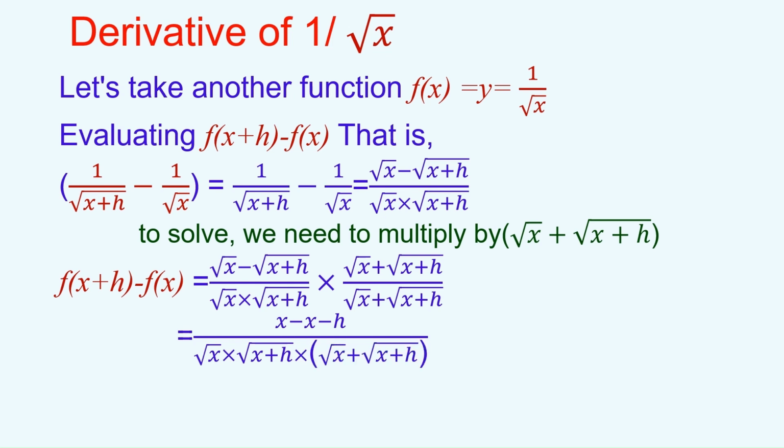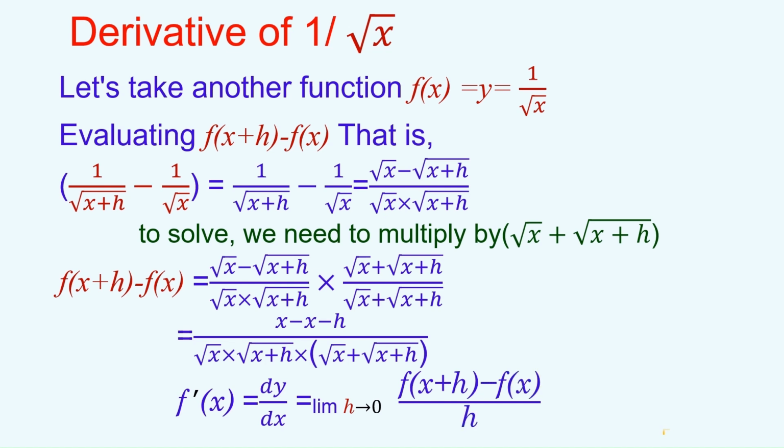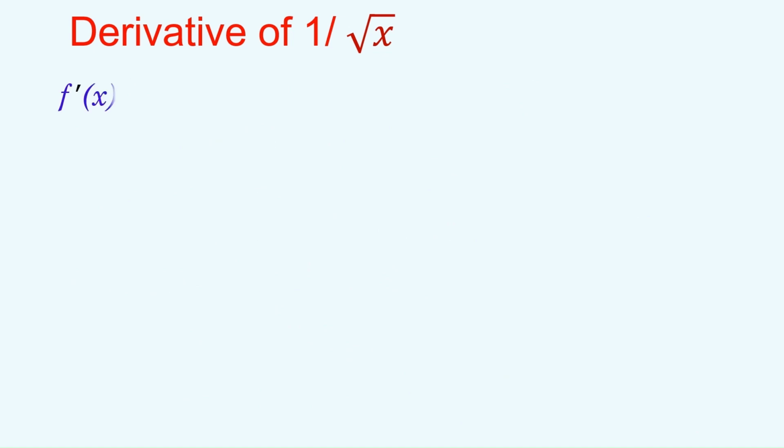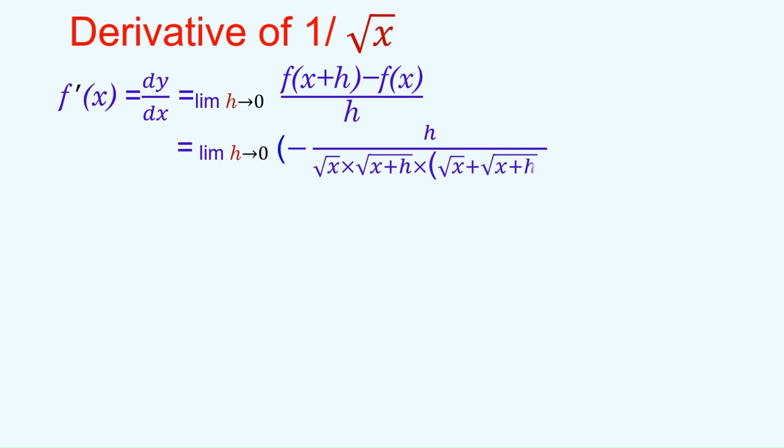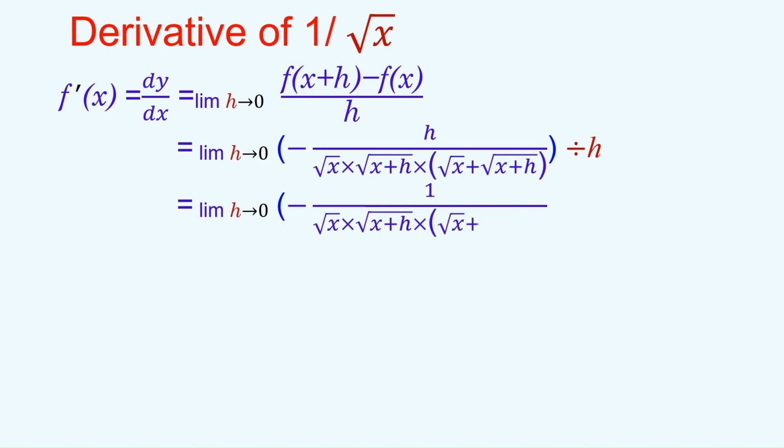f'(x) = dy/dx = limit as h tends to 0 of (f(x + h) - f(x)) whole divided by h, equals limit as h tends to 0 of (minus h) divided by square root of x times square root of (x + h) times (square root of x plus square root of (x + h)), whole divided by h, equals limit as h tends to 0 of (minus 1) divided by square root of x times square root of (x + h) times (square root of x plus square root of (x + h)).